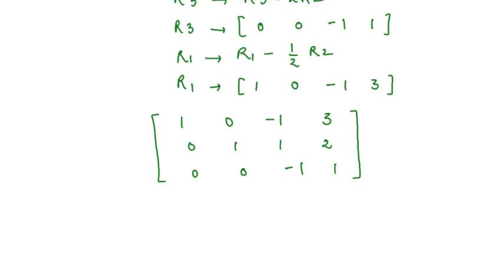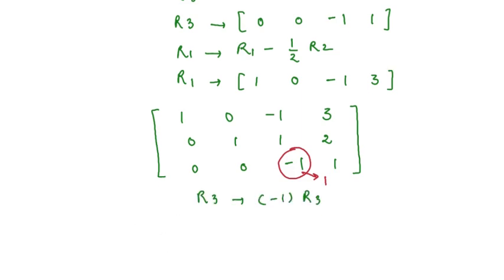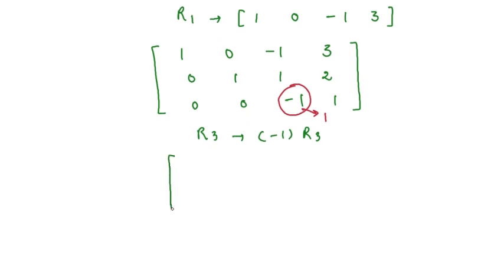Now the third pivot is minus 1. Simply making it equal to 1, applying this R3 as negative of R3. So we get 0, 0, 1, minus 1. So the matrix becomes 1, 0, minus 1, 3, 0, 1, 1, 2, 0, 0, 1, minus 1. Now eliminating every entry above this third pivot.